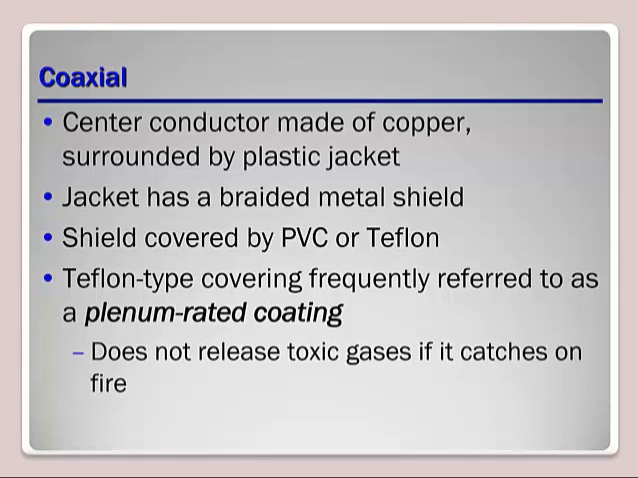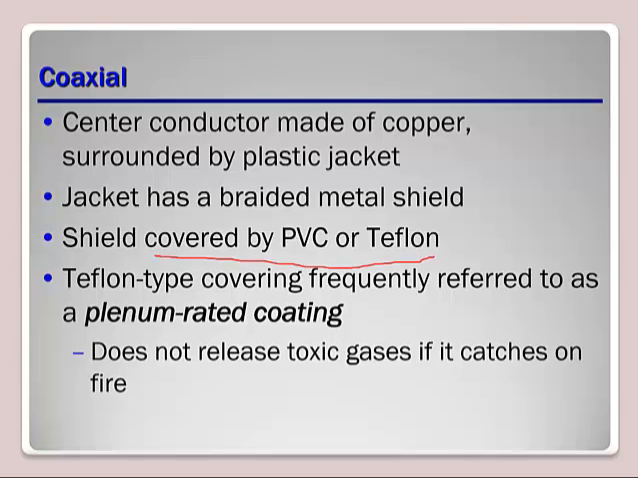All right, so the next thing is coaxial. I don't know how to pronounce it, but this cable right here has a center conductor made of copper. So you have a thick copper wire in the middle, and it's surrounded by a plastic jacket. If you ever cut into a coaxial cable, you'll see the thick copper line in the middle. Then it's got a foamy type of plastic around it. And then it usually has a braided metal shield, like it says right here. Braided metal shield.